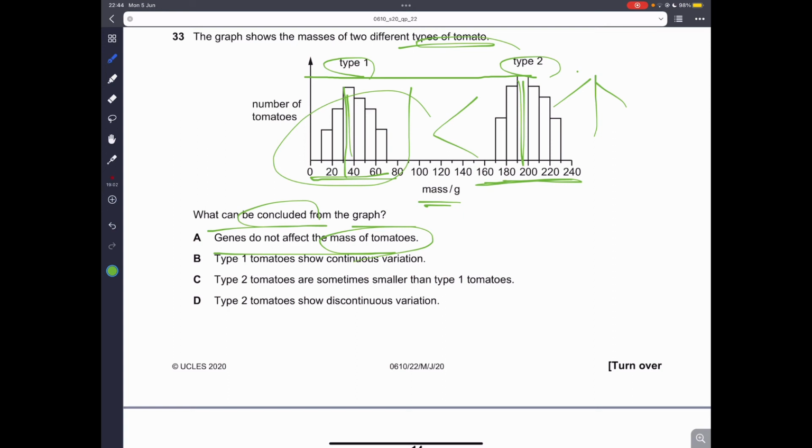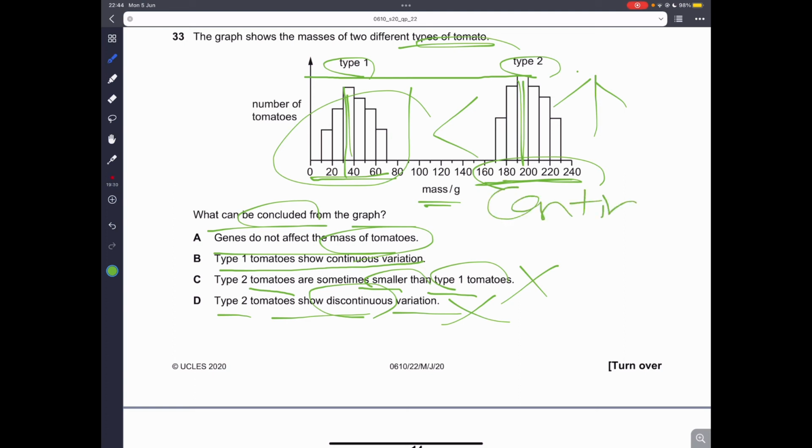Genes do not affect the mass of tomatoes. Okay. Type 1 tomato shows continuous variation. Type 2 tomatoes are smaller than type 1 tomatoes. This cannot be said because of the mass. They are definitely bigger, or heavier, than the type 1 tomatoes. Type 2 tomatoes show discontinuous variation. No, they both show continuous variation. And so it's likely that B is the correct answer.